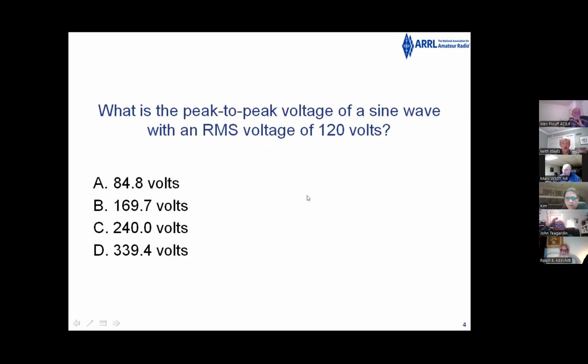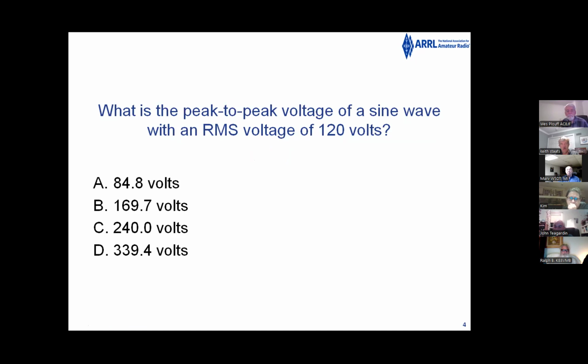Here's the one Wes wanted, but that's kind of one over the limit. If you want to go through this calculation, go ahead. Last one. What is the peak-to-peak voltage of a sine wave with an RMS voltage of 120 volts?